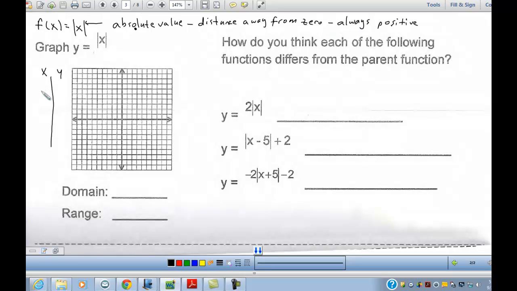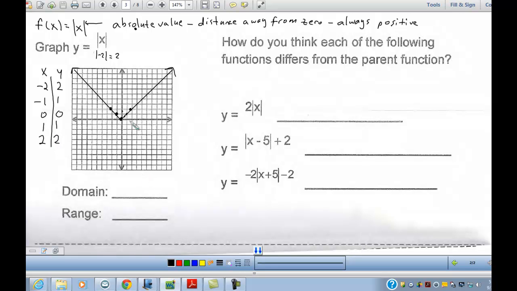To graph the absolute value function, we will look at some key points: negative 2, negative 1, 0, 1, and 2. If we evaluate the absolute value of negative 2, we will get 2 because it is always positive. So the absolute value of negative 1 is 1, the absolute value of 0 is 0, the absolute value of 1 is 1, and the absolute value of 2 is 2.